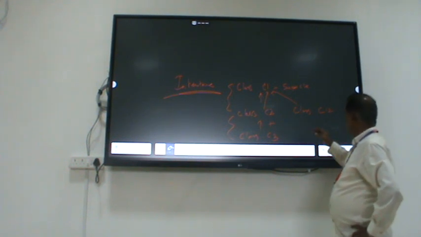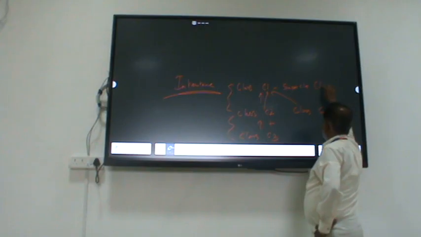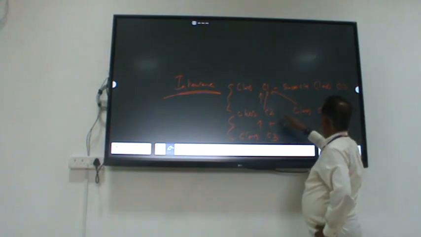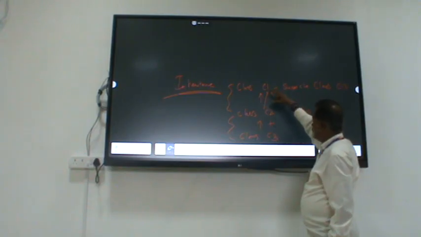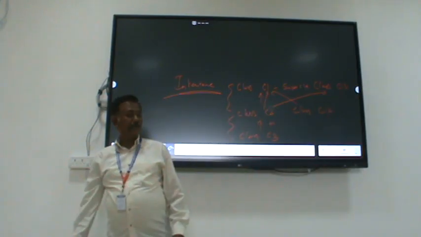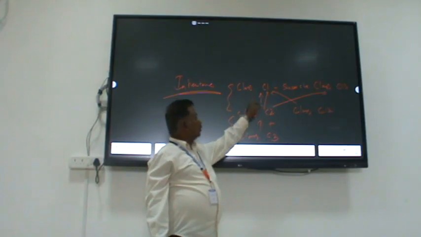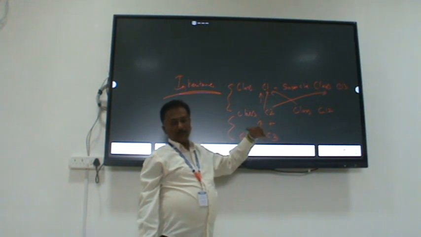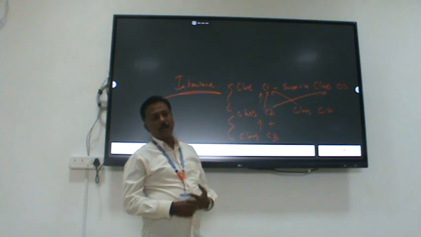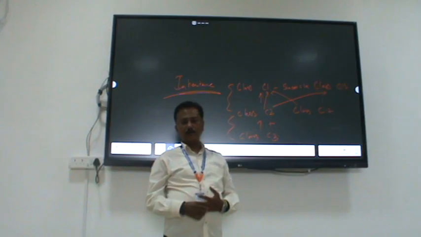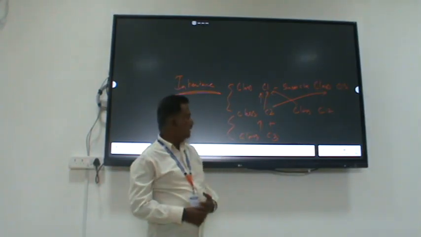Another type of inheritance is something like I write two classes, C1 and C3, and C2 inherits from C1 and also C3. This is called multiple inheritance. When a class is derived from two superclasses, it is called multiple inheritance. And multiple inheritance is not possible directly in Java. It is through other forms we can do it. Through interfaces we can do multiple inheritance.